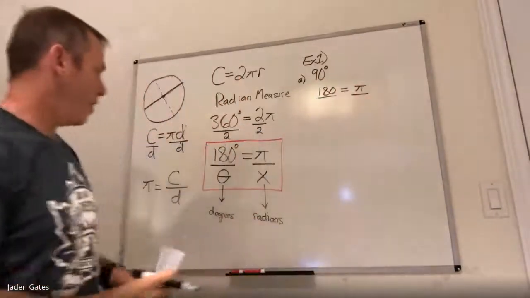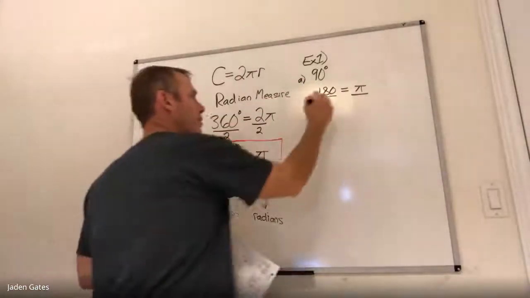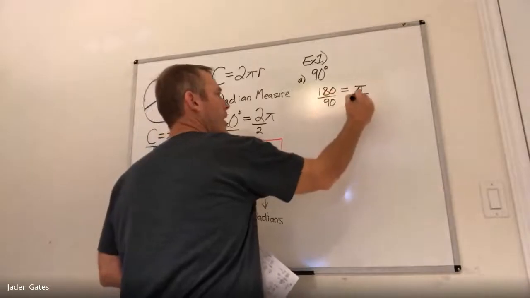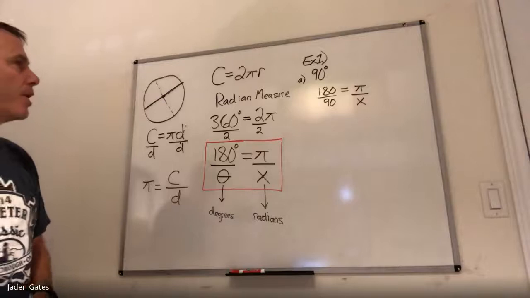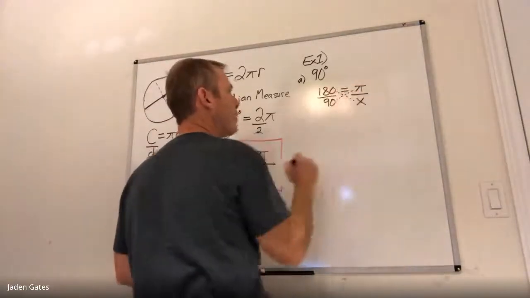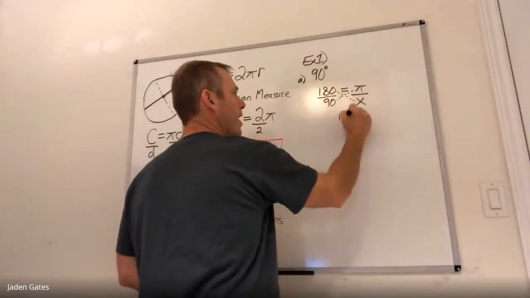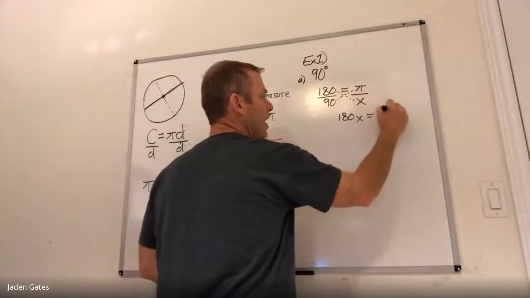All right, now I know the degrees. It's 90 degrees, so I'm going to put that in my ratio. And I'm looking for the answer in radians, so that's my value of x. Well, a fraction equaling a fraction, which I love in math because we can get rid of it by cross multiplying. So I have 180 times x equals 90 times pi.